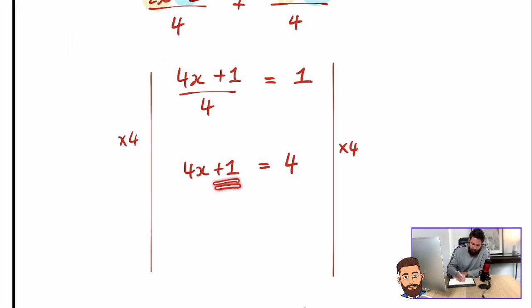The first thing we should do is get rid of the 1. So I'm going to minus 1 from both sides, which would leave me 4x equals 3. 4 minus 1 is 3. And I'm going to divide both sides by 4.